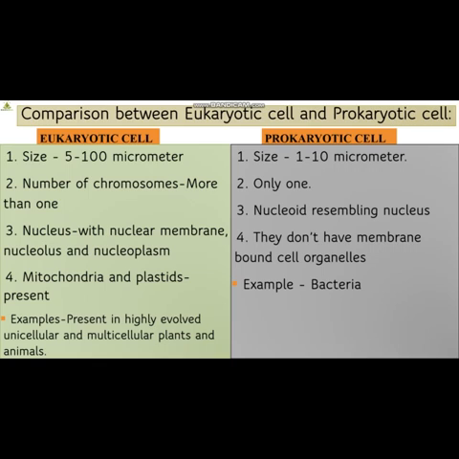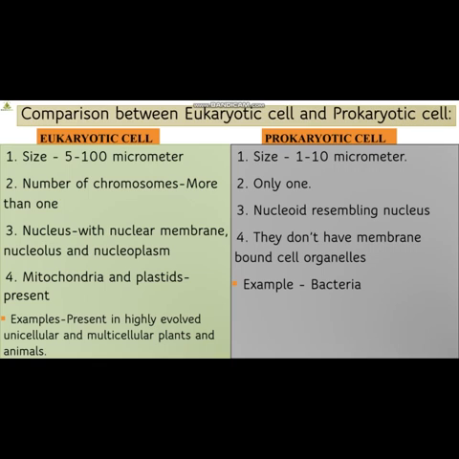Coming to the fourth point, mitochondria and plastids are present in eukaryotic cells. Prokaryotic cells don't have membrane bound cell organelles. We have learned that every cell organelle has a membrane. It may be single layered or double layered, but they have membranes, right? So in a prokaryotic cell, we don't have any membrane bound cell organelles.